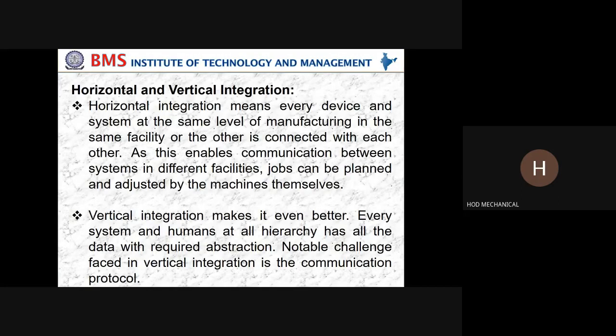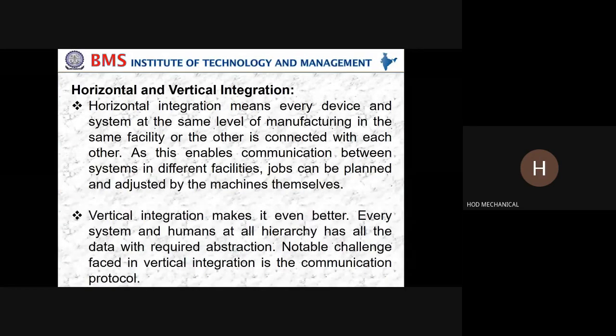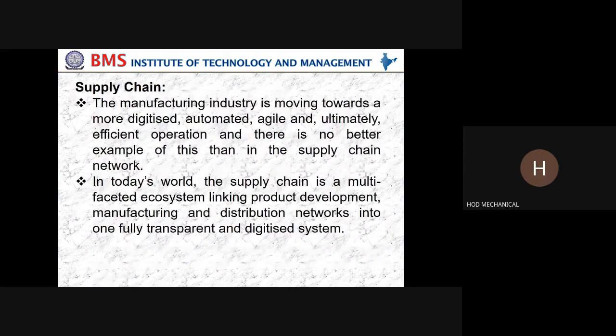But if you have only horizontal integration, the information will not flow from top to bottom or bottom to top. This is very, very important. In order to make this happen, vertical integration is also necessary. Vertical integration brings the hierarchy into the picture. It makes sure that the information passes from the lower level to the top level, or from the top level to the bottom level. How you integrate in order to make this happen is called horizontal and vertical integration. Then we have the last one, called the supply chain.